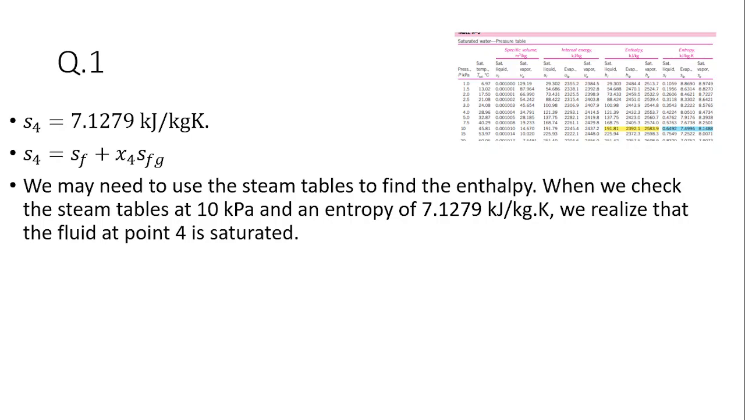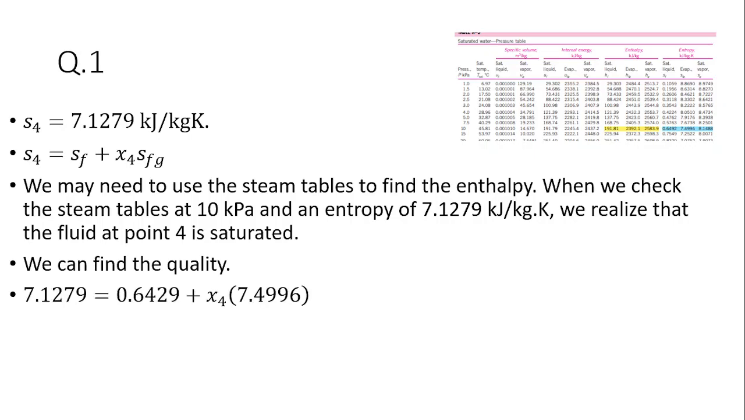So when we check the tables at 10 kilopascal and an entropy of 7.1279, we realize that the fluid at point 4 is saturated. It's a vapor liquid mixture. So we can find the quality. We just make x the subject. We have S4, that is the entropy we calculated, which we said was equal to S3. We can read SF and SFG from the steam table, make x the subject, and we can use that to get our quality.